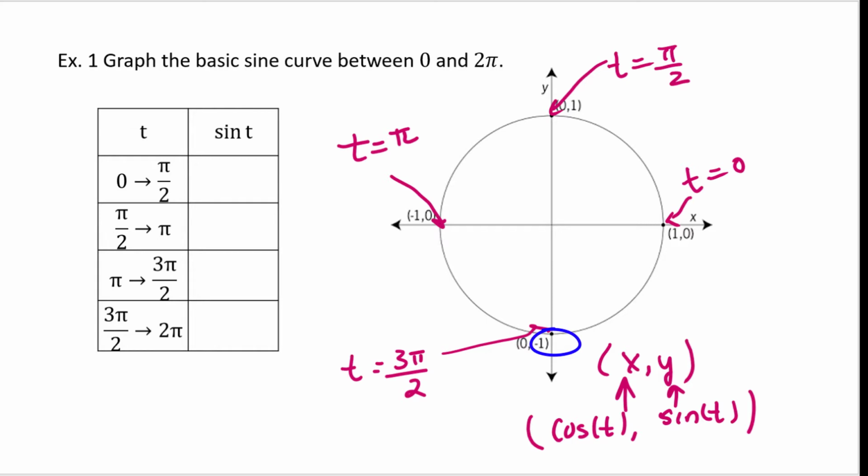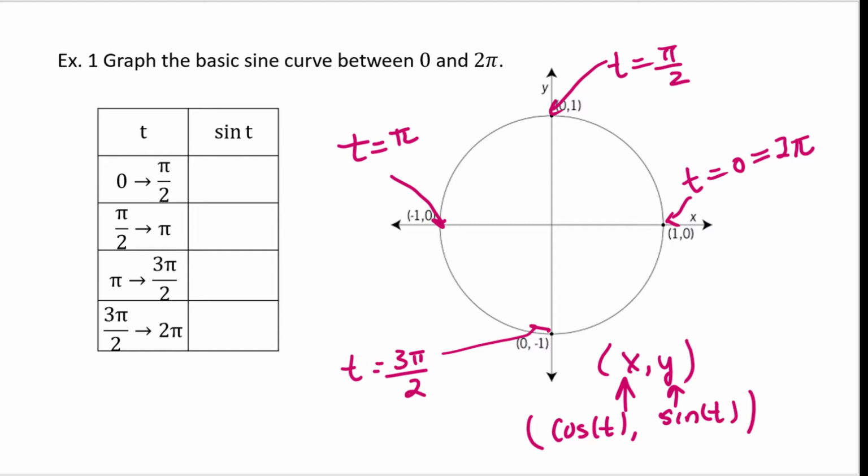And concluding the 1 revolution, that's at t equals 0, which is the same value as t equals 2 pi, that's 1 period. The point is (1, 0), and sine t is the same as it was for t equals 0, which is 0. Now let's complete the table.